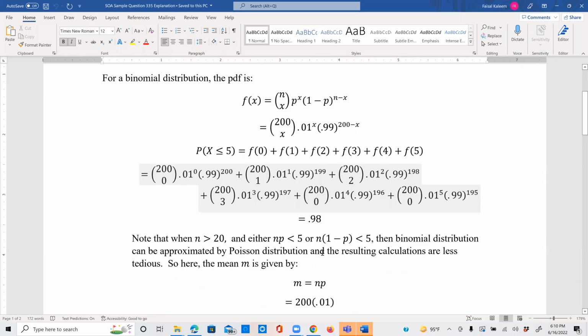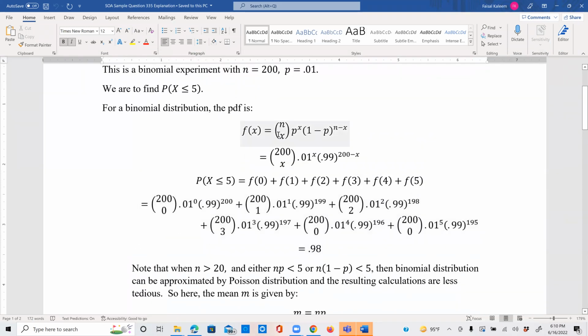So we know the binomial PDF is n choose x, p to the power x, times 1 minus p to the power n minus x, and n is 200 as we said, p is 0.01, so 1 minus p would be 0.99. The probability x less than or equal to 5 would basically be f0 plus f1 and so on up to f5. Then we substitute x equals 0, 1, 2, 3, 4, and 5 in this formula, and we get 0.98.